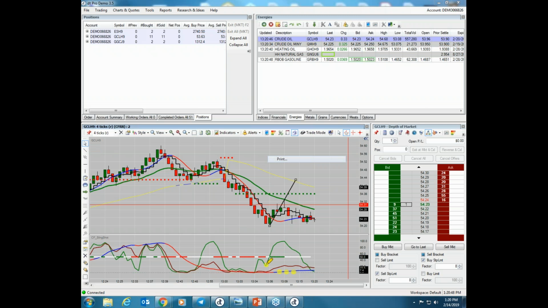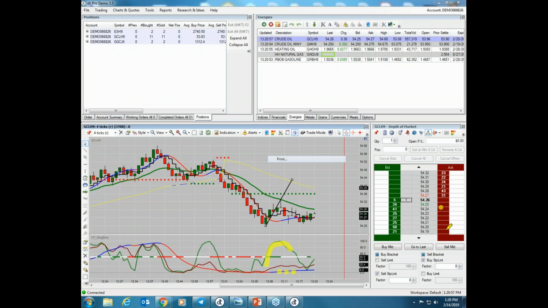If it happens and we got the separation, again, you're in a position to go inside the DOM and just left click, get long or short. All right, so that's another habit to get into: activate the trend line after the cross.